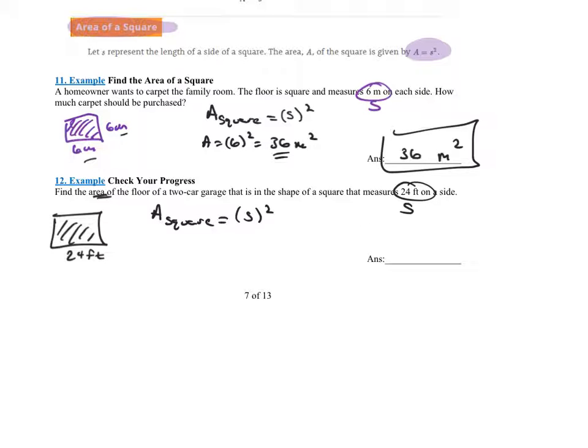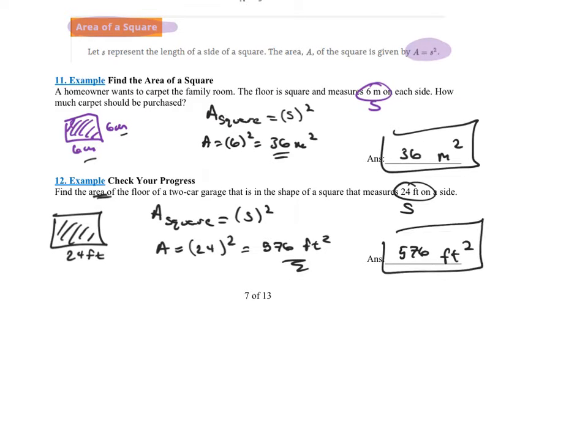Again, this is in terms of feet, so that means my answer needs to be feet squared. So before I've done any math, I've identified the variables, I've identified the formula, and I've labeled my answer. Now let's go ahead and plug in the number. It's 24 squared. When we plug that into the calculator, I'm getting 576. Again, label your answer. That would be square feet. So let's write the final answer in the blank, 576 square feet.